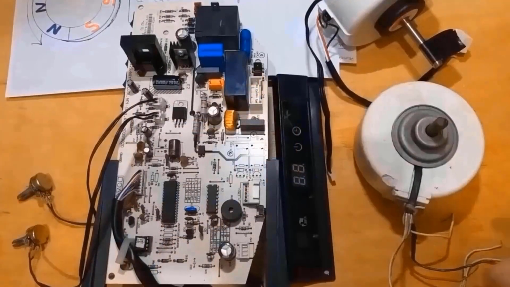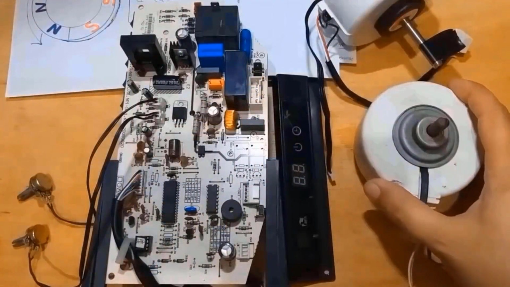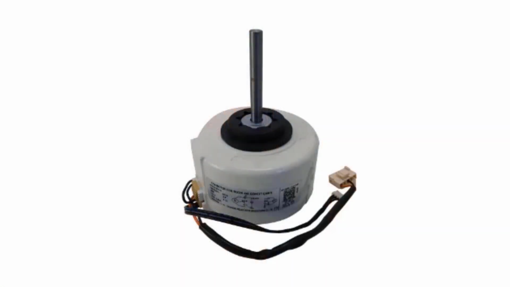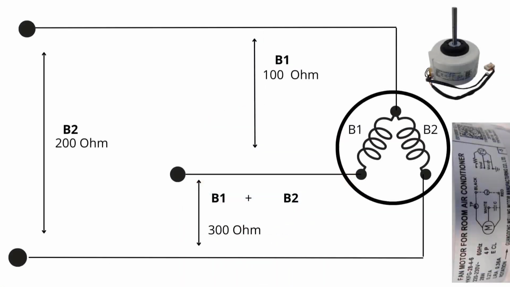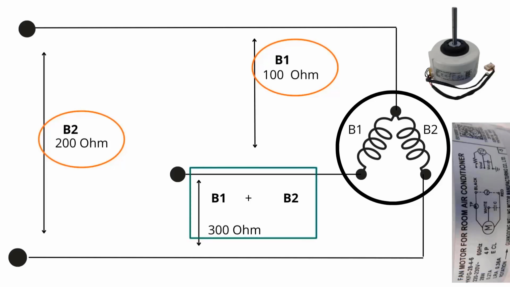The motor itself, the evaporator turbine fan motor, has 2 internal coils. The first coil should have a resistance of approximately 100 ohms, and the second 200 ohms. The sum of these resistances should be approximately 300 ohms. Test these measurements with a multimeter on the ohm scale. If there is a short circuit or if the resistance is out of the standard range, the motor is compromised and needs to be replaced.